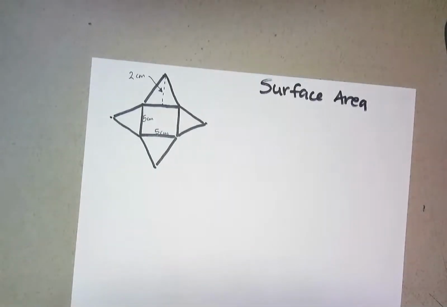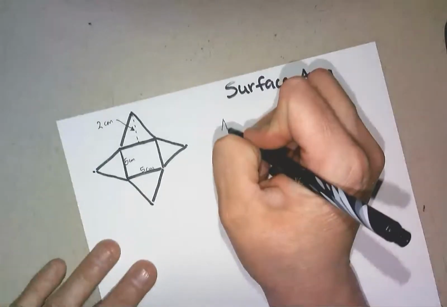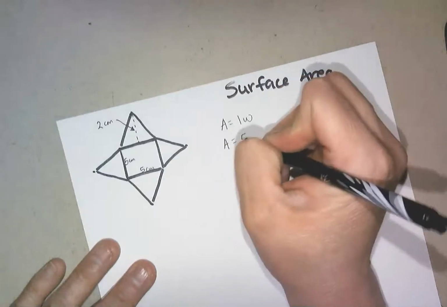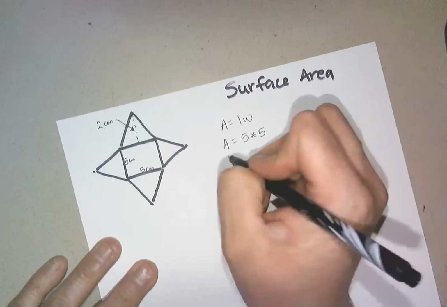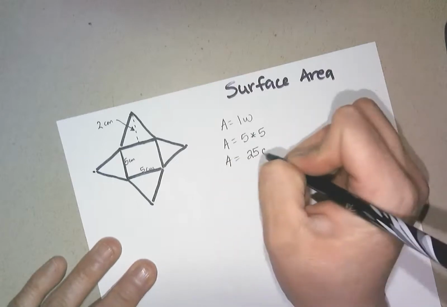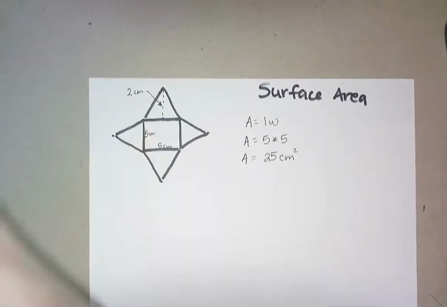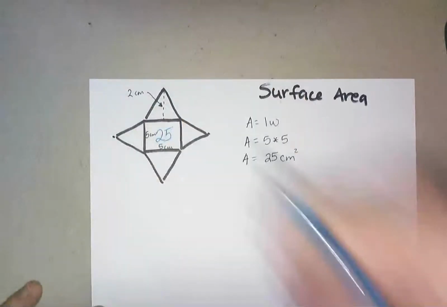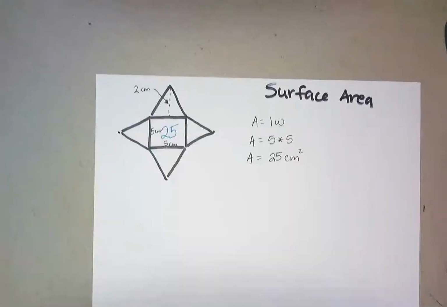Okay, here we go. Let's go with the square first. So area equals length times width. Area equals 5 times 5. So I know that 5 times 5 is 25, and we're using centimeters squared. So that's how much that's worth. So let me write 25 in here. See that? Okay, let's go figure out the size of that triangle.